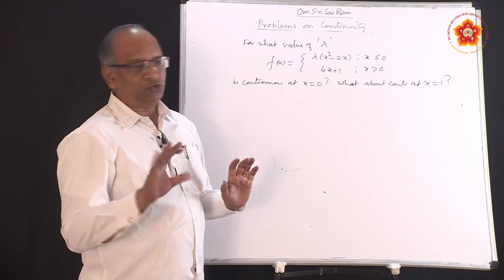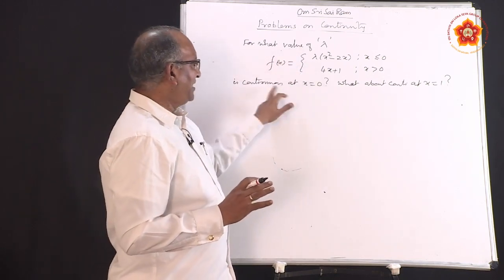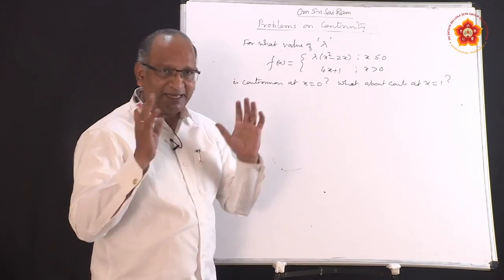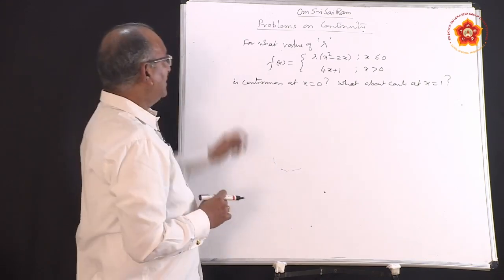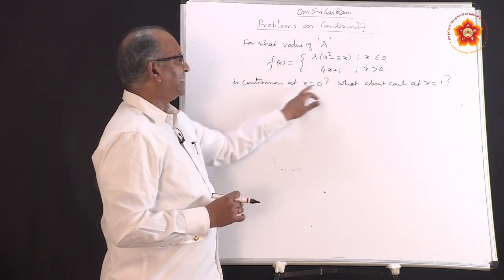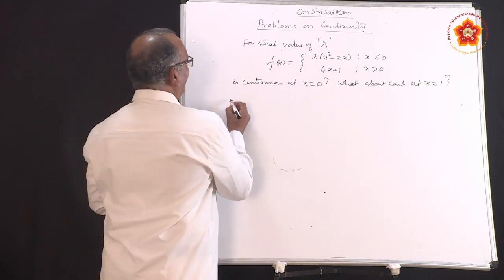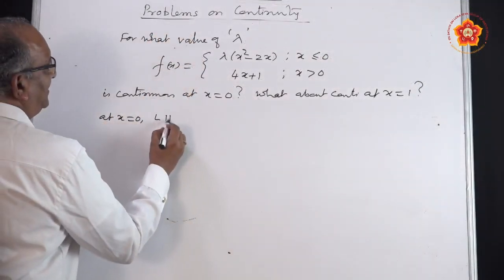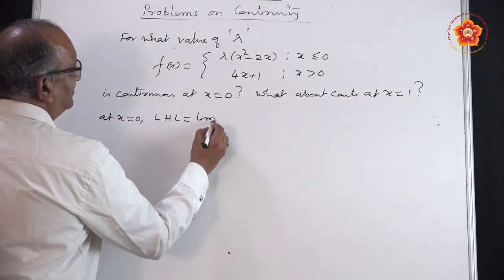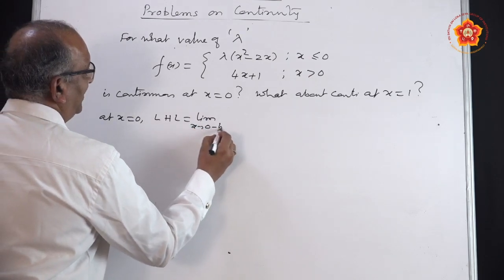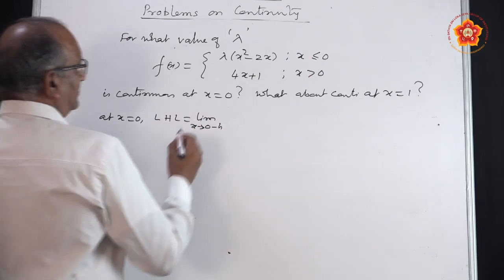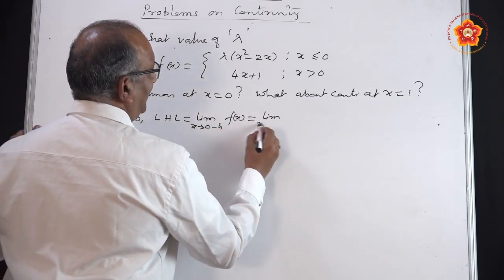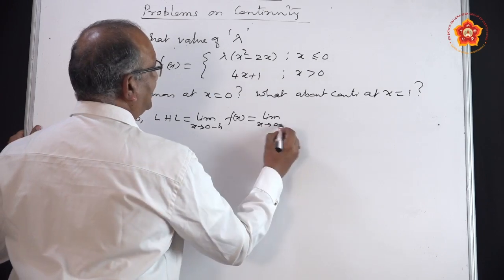This problem has got two parts. He said find out the value of lambda at x equal to 0. So let us first find out at x equal to 0. He has already given it is continuous. For what value of lambda this is continuous, he says. So find out at x equal to 0, left hand limit, limit x tending to 0 minus h of f of x.